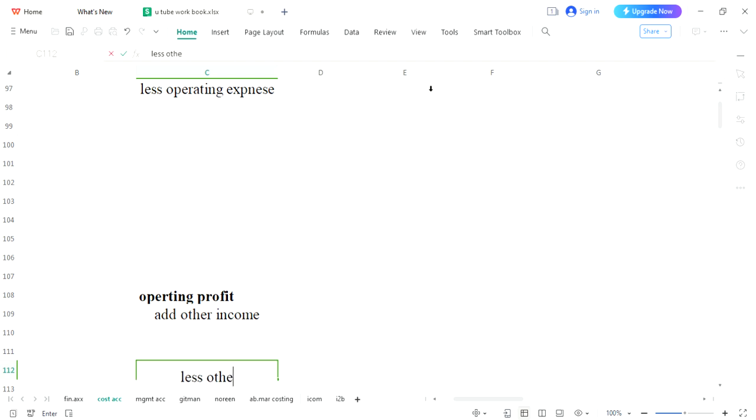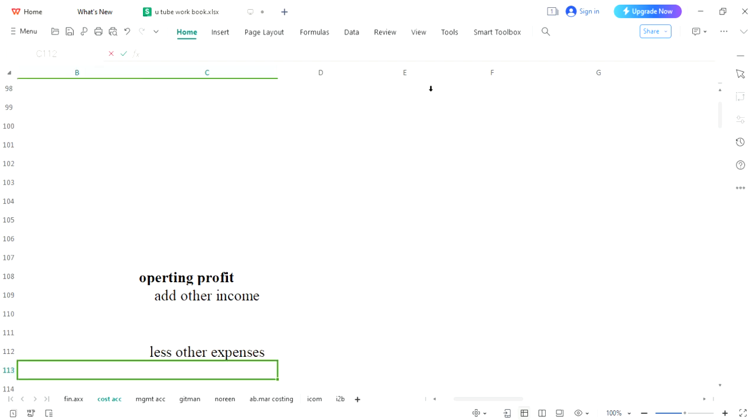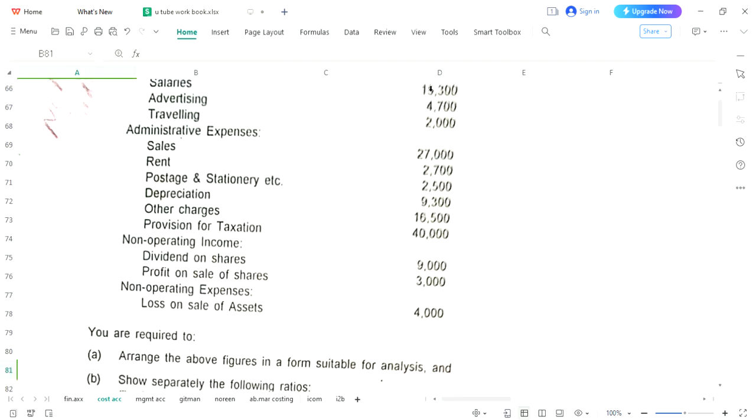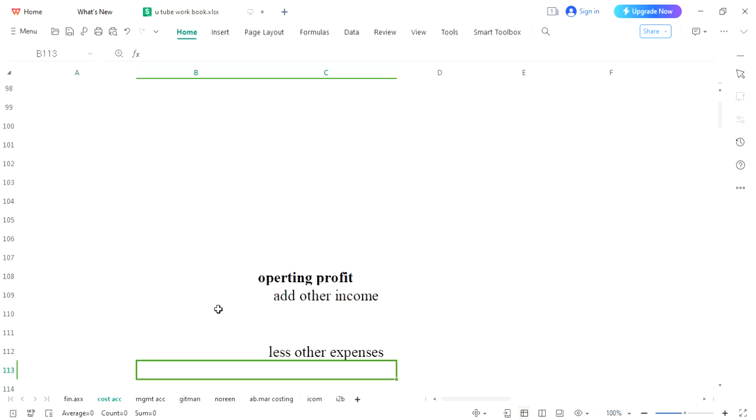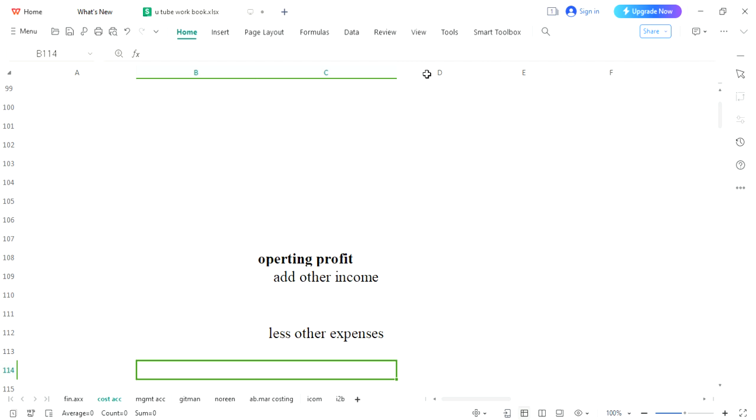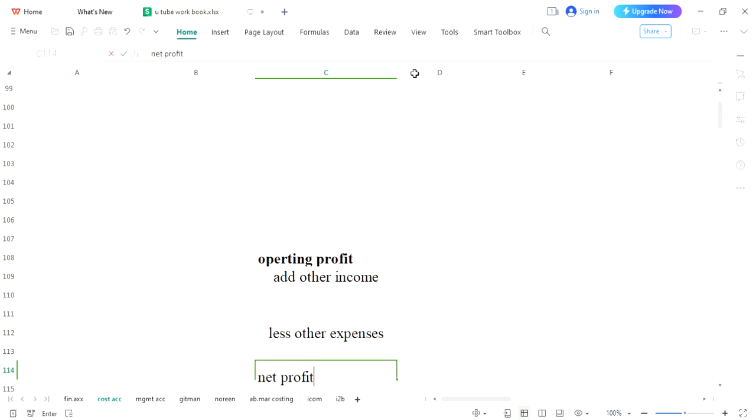Then you will subtract other expenses, and how many other expenses are there? Look over here, there is only one non-operating expense, 4,000. So you will leave one space over here. So guys, in this way our income statement would be completed. The answer we get over here would be our net profit.